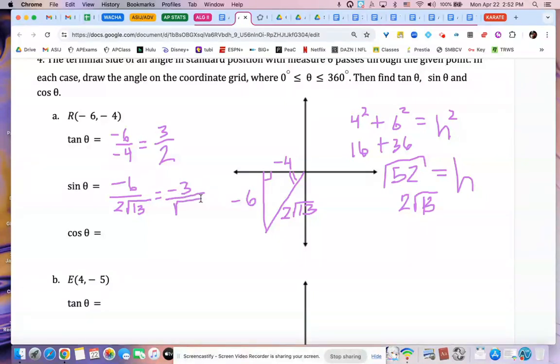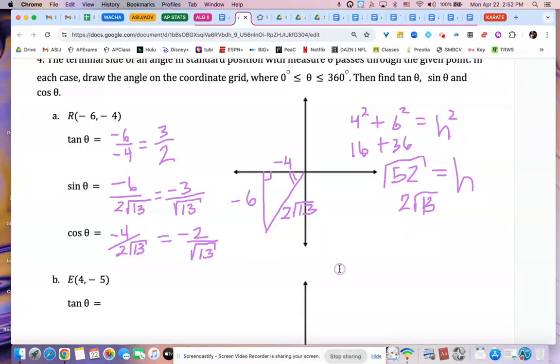I'm okay with you leaving it like this. Sometimes you can rationalize the denominator and get that root off the bottom, but I'm fine with it just the way it is. Okay, and then cosine, now we're using the adjacent side, -4 over the hypotenuse. And again, you simplify it. That's going to be -2 over root 13. And I'm done. Those are all 3 ratios of that particular angle.